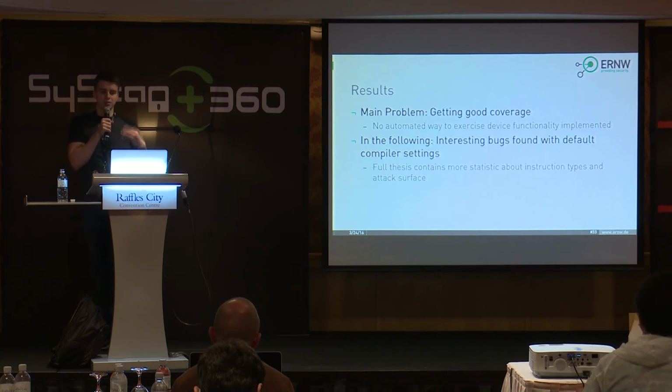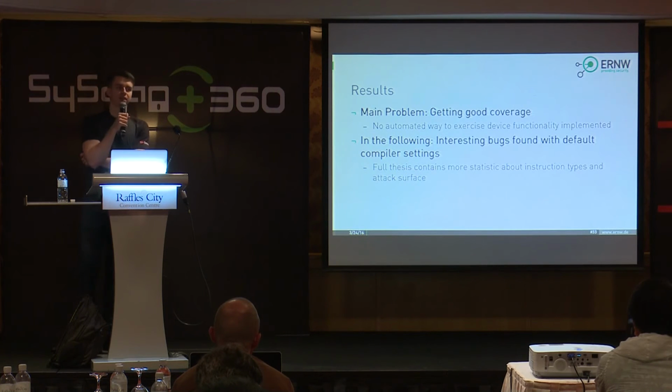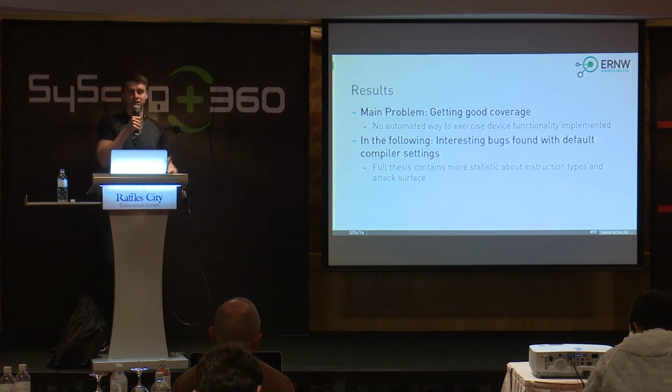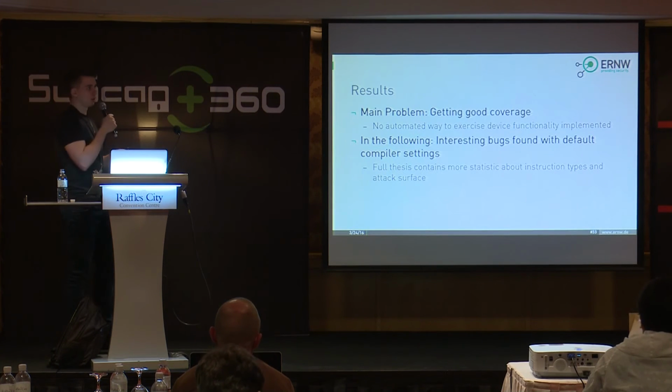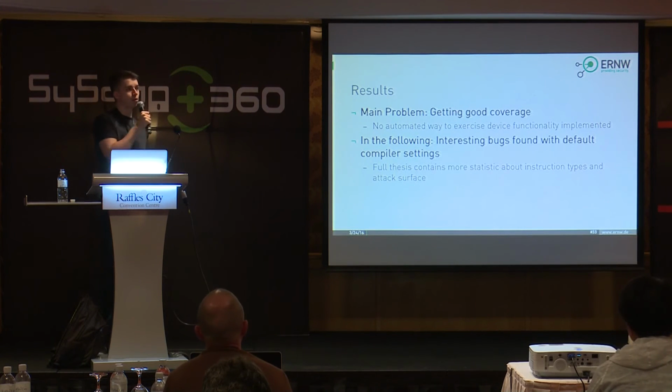It turns out the main problem of doing all this is that I don't have a way to automatically get good code coverage. It's dynamic analysis, so I only find vulnerabilities if the code executes. Currently I exercise all this device functionality manually, which is enough to find bugs, but it's probably a good idea to think about how to automatically exercise all the different functionalities of your paravirtualized devices. In the following, I just talk about interesting bugs that work with default compiler settings.